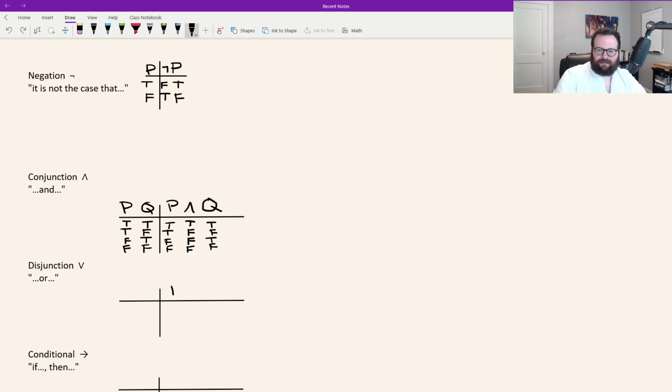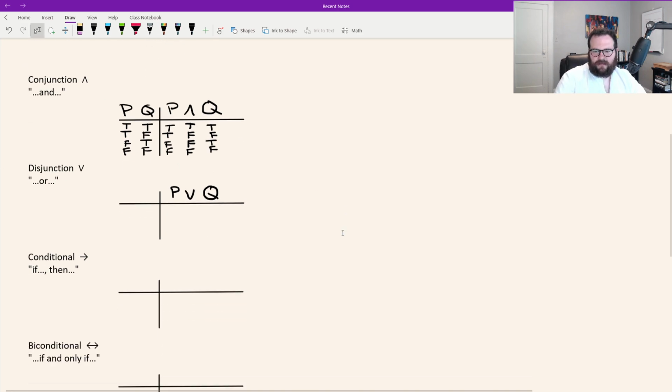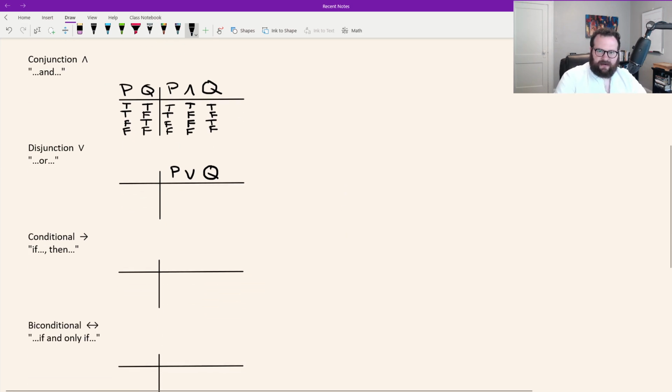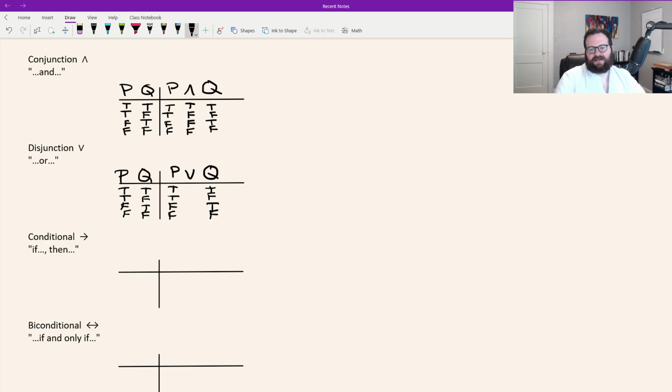Now let's look at disjunction. Again, let's do P or Q. So, we need our reference columns. It's going to look very similar to what we just did. True, true, false, false. Let's fill them in again. True, false, true, false. Okay.